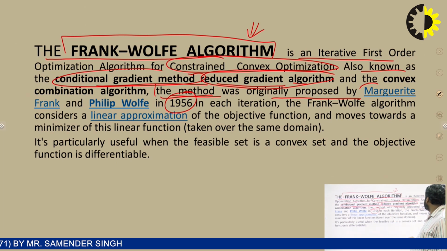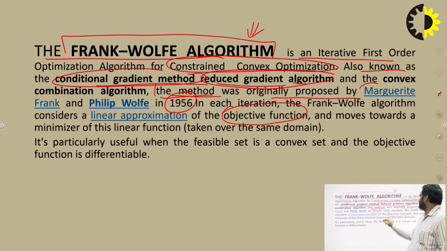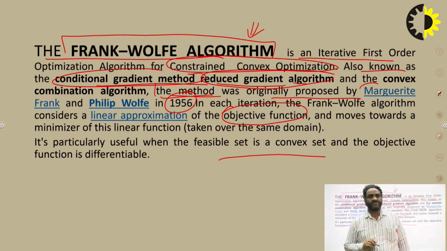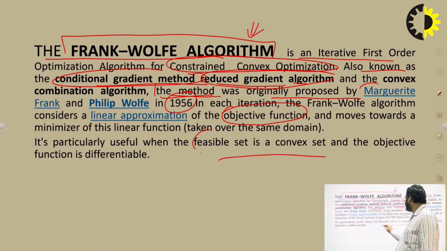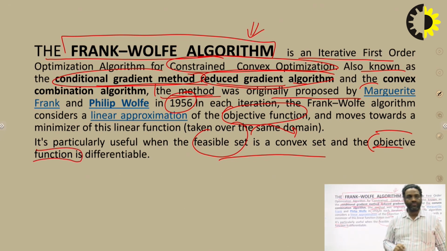In each iteration, the Frank-Wolfe algorithm considers a linear approximation of the objective function and moves towards a minimizer of the linear function taken over the same domain. It's particularly useful when the feasible set is a convex set and the objective function is differentiable. So here we have two primary conditions. First, the feasible set must be a convex set, and second, the objective function must be differentiable.